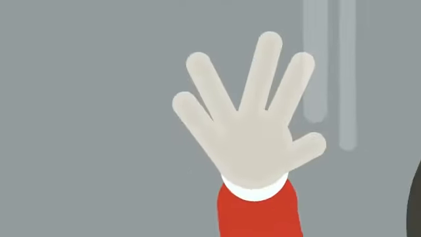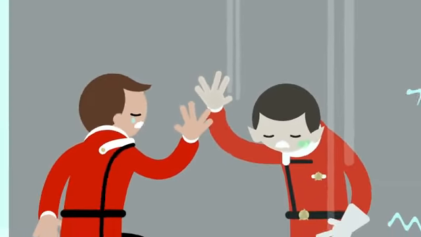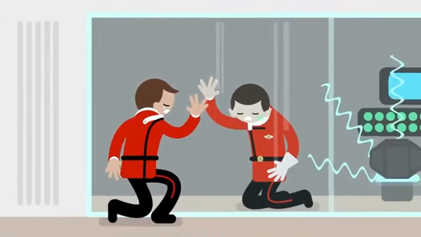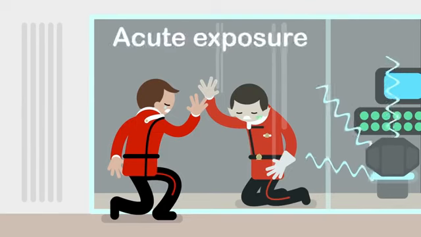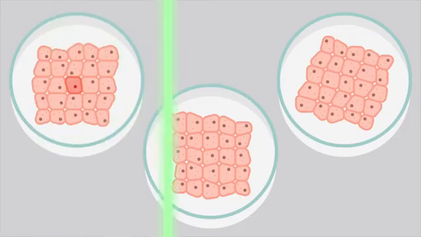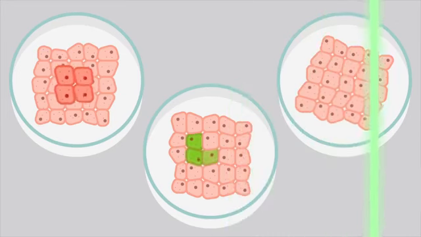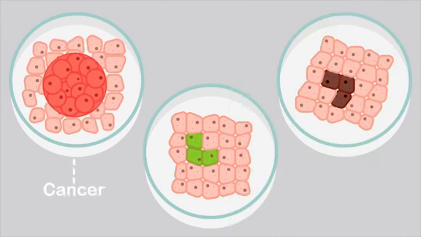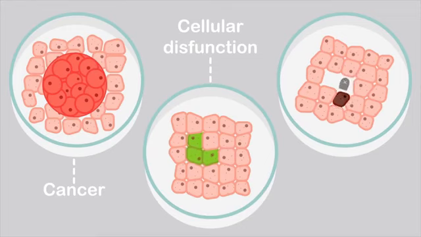The biggest health risk occurs when lots of ionizing radiation hits us in a short time period, also known as an acute exposure. Acute exposures overwhelm the body's natural ability to repair the damage. This can trigger cancers, cellular dysfunction, and potentially even death.